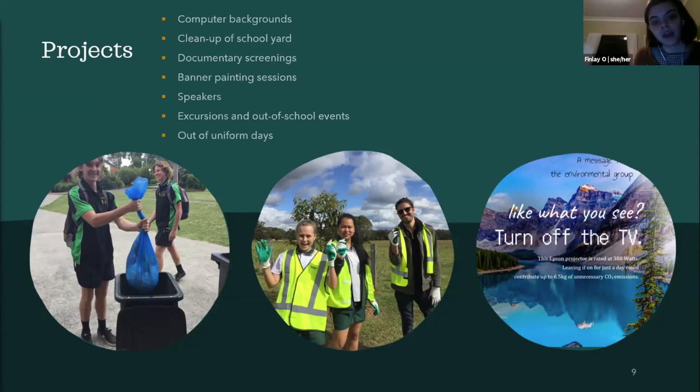So that was a really good incentive for students, and that was part of our Clean Up Australia Day campaign. So yeah, it was really good, and it got lots of students involved, and it also meant that they had an incentive to actually do it rather than kind of ignoring whatever we were saying. So that was really good.